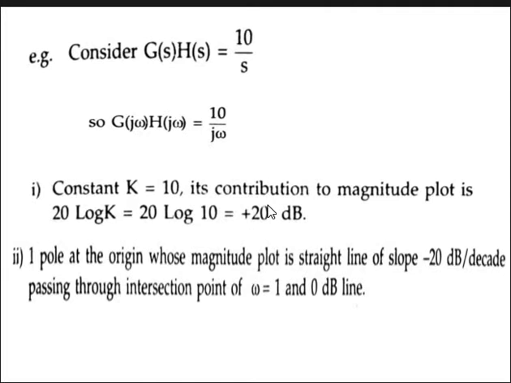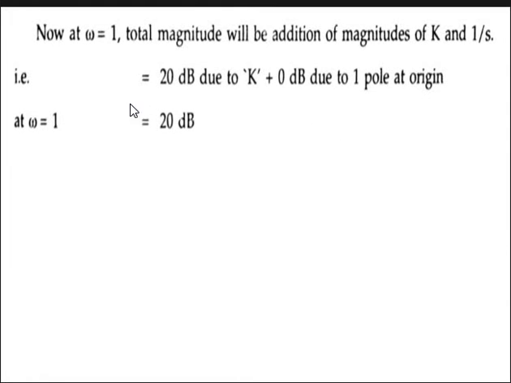Combining these two, we can get the magnitude plot of 10/s. Therefore the magnitude plot for 10 is a 20 dB constant, and the magnitude plot for 1/s is minus 20 dB per decade decreasing and reaching the 0 dB line at ω = 1. Therefore at ω = 1, 10 contributes 20 dB gain and 1/s contributes 0 dB, so the resultant value is 20 dB. So this is the magnitude plot for 10/s.